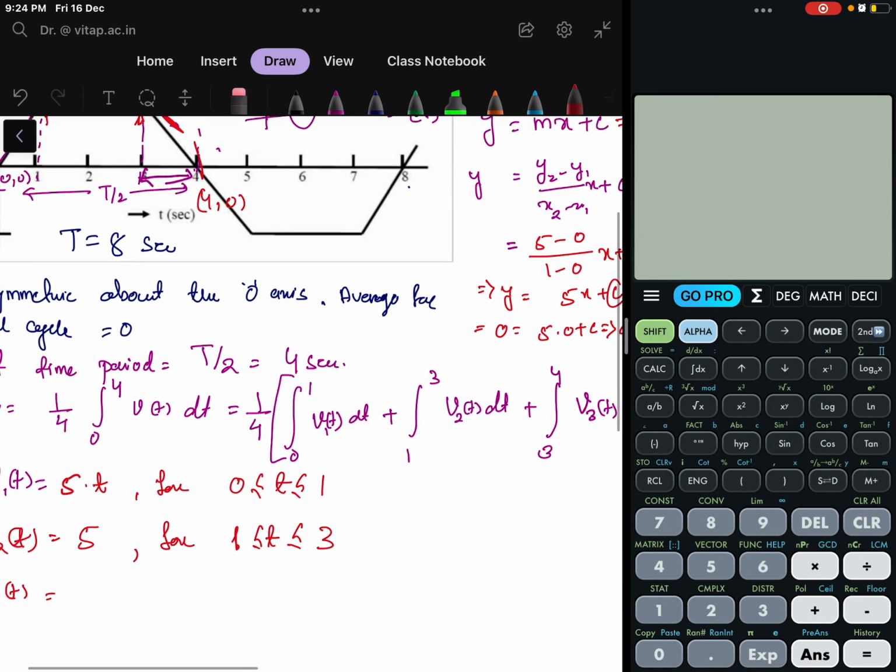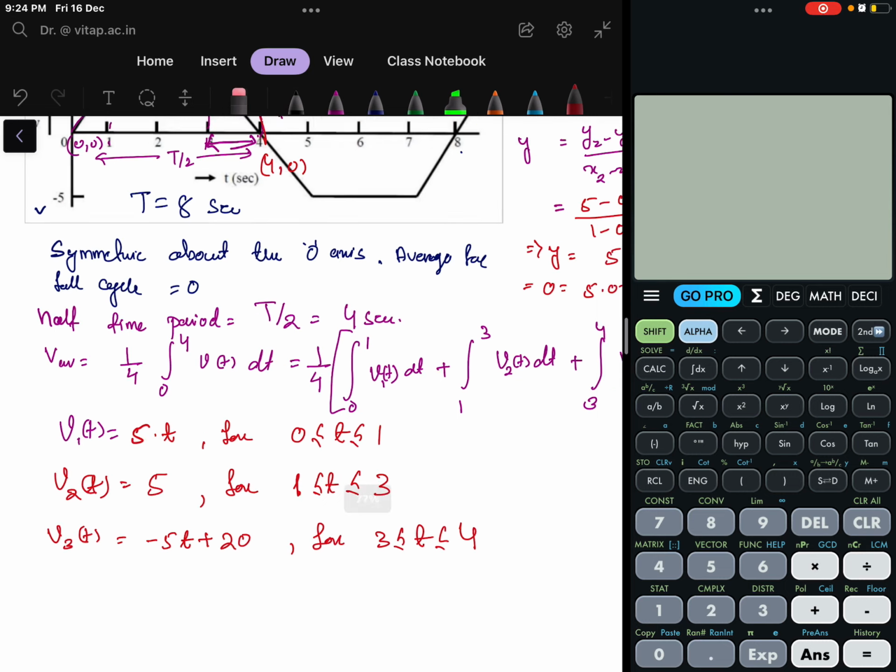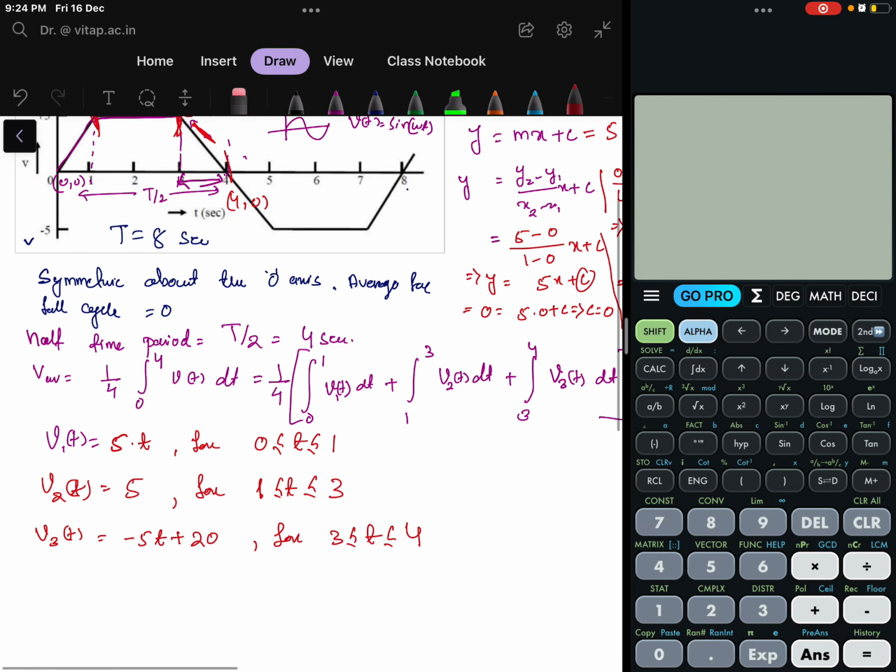So what will the equation be now? Here the equation will be minus 5t plus 20 for t between 3 and 4. For this range this is my voltage equation. Now, how to find the average? As I have written here, we will be putting these values here.